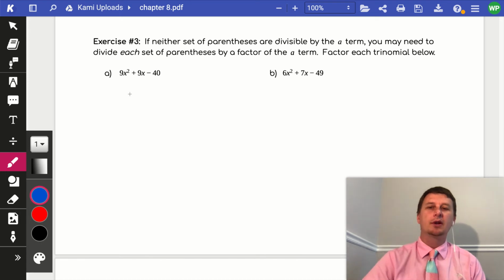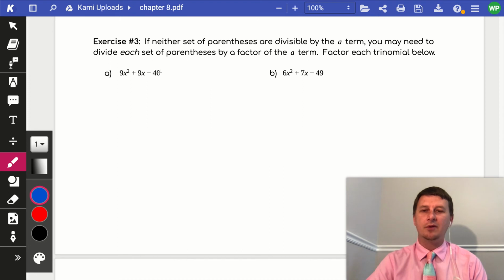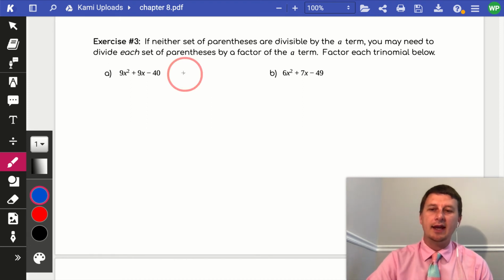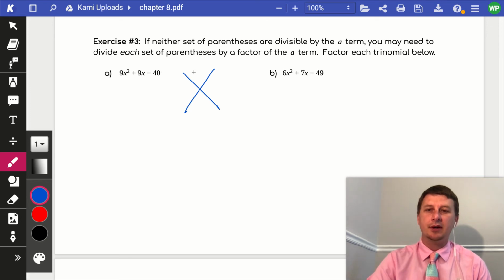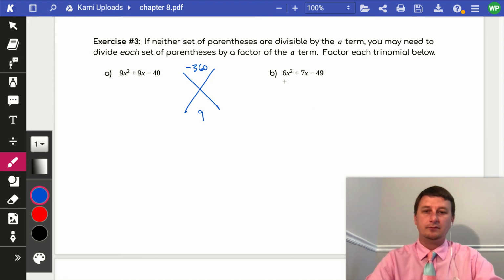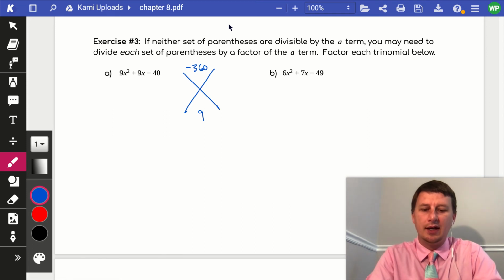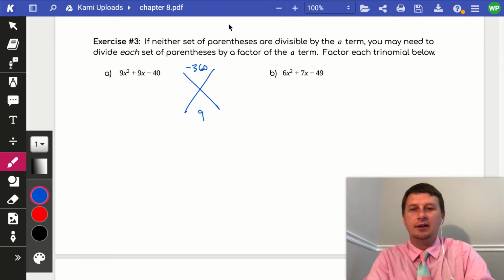We're going to start off by asking, is there a GCF here? There is no GCF of 9, 9, and 40. So we're going to go ahead and use the AC method. We're going to multiply A times C, and we're going to get a large number, negative 360. Our A term here is 9. So we need to find two numbers that multiply to negative 360 and add to 9. Let's do some guessing and checking here.